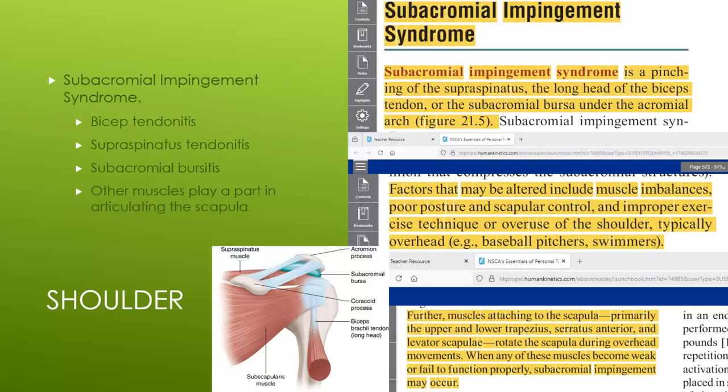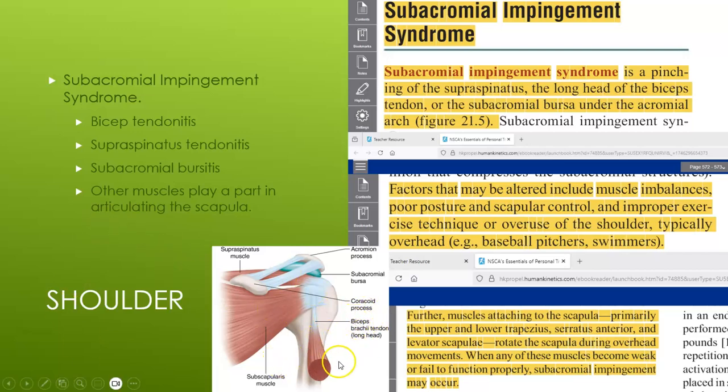And the idea is, at least from the book standpoint, to help your clients not end up with something like subacromial impingement syndrome. It's a pinching of a supraspinatus. Well, here I'll describe it all the way out there as I have it written. It's a pinching of a supraspinatus, the long head of the biceps tendon, or the subacromial bursa under the acromial arch. So here's a couple things going on, right?